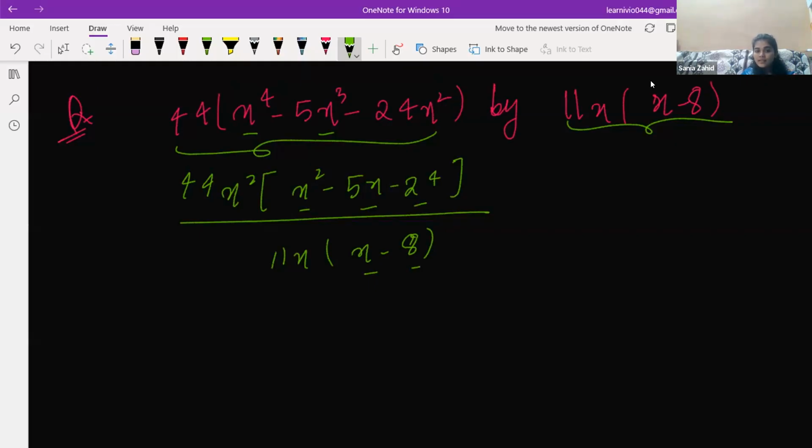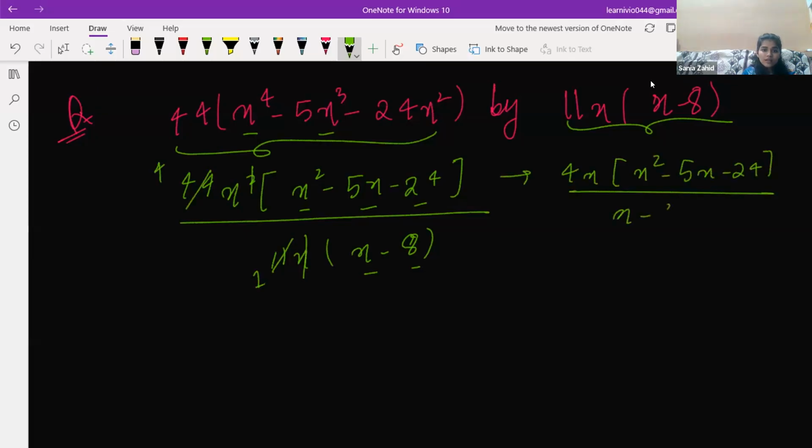You can only cancel the terms which are being multiplied. For example, you have 44 and x square, so these are being multiplied. You can cancel them with 11x because 11 and x are also being multiplied. So you can cancel x with one power of x, and 11 into 1 and 11 into 4. So what are you left with now? You have 4x times (x square minus 5x minus 24) upon x minus 8.